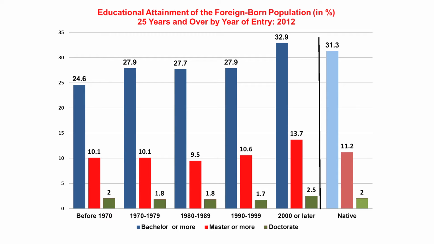So as we look at the pattern, the skill composition is first lower. The US is on the right, the light blue. The skill composition of migrants gradually shifts up to the point where those who came to the United States after the year 2000 have a higher percentage of those with degrees.